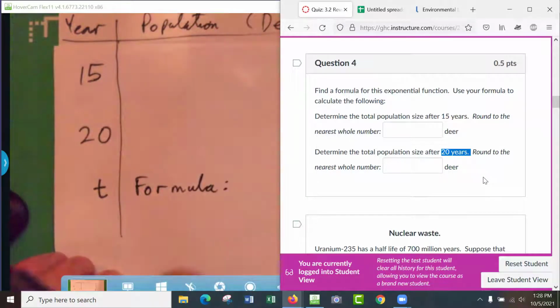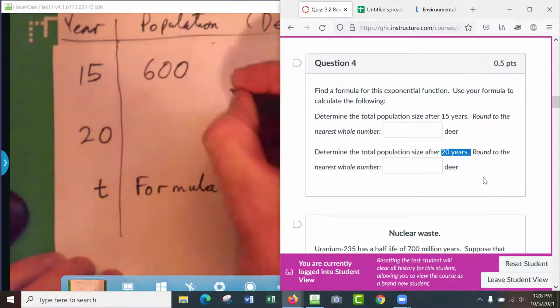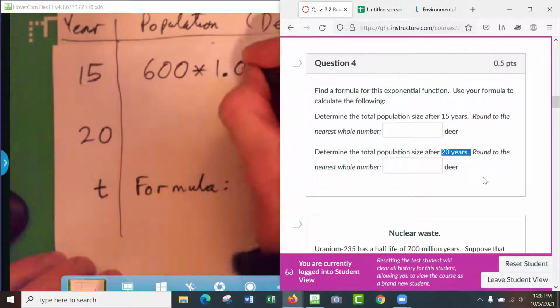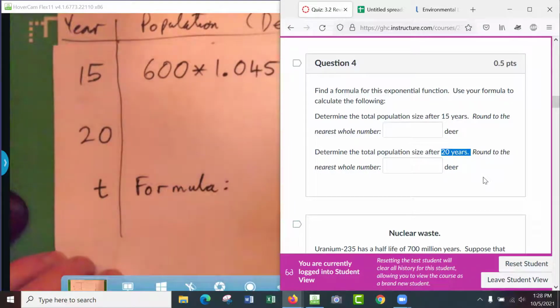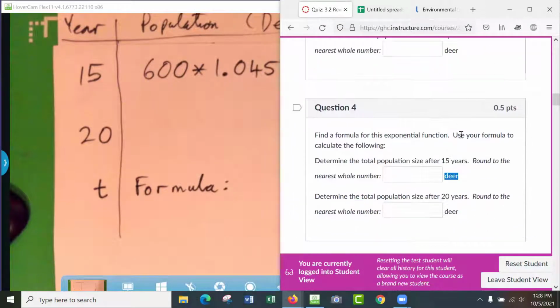I have a question. Yes. So when it says determine the total population size after 15 years, rounds to the nearest whole number, is question 4 relating to the question 3? It's the same thing. Yeah, absolutely. I should say deer. I put deer here, but yeah, we're talking about the same thing. Okay, I didn't know where that was coming from.